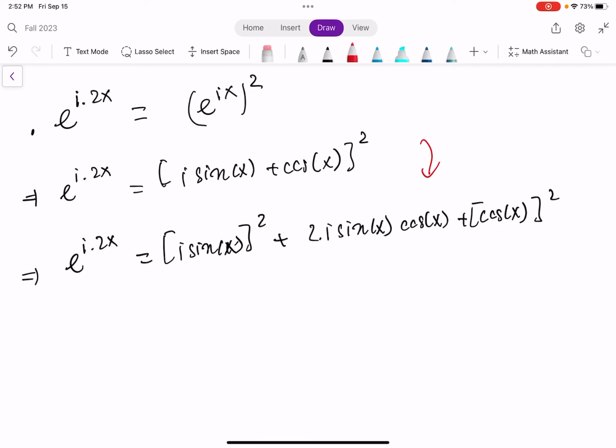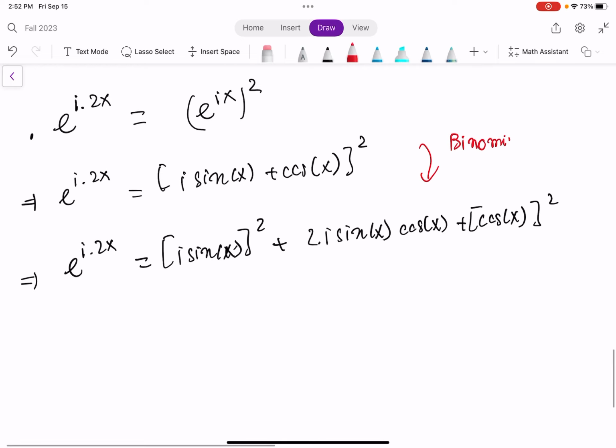Why? Recall, this is the binomial theorem. Let me make sure I got the term right for you. It's the binomial theorem, not binomial formula. Let me spell it correctly for you: the binomial theorem.